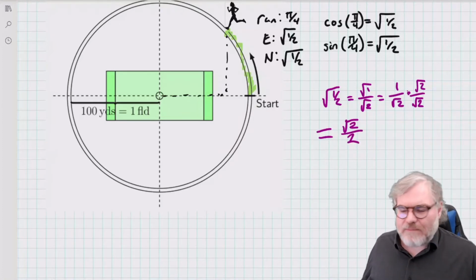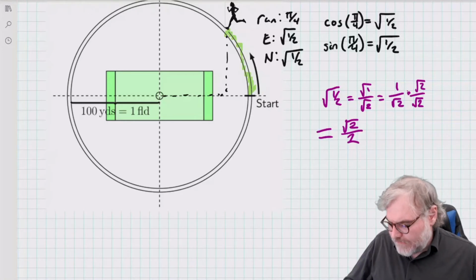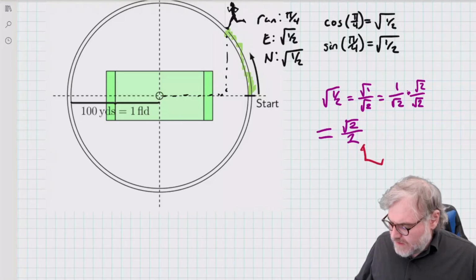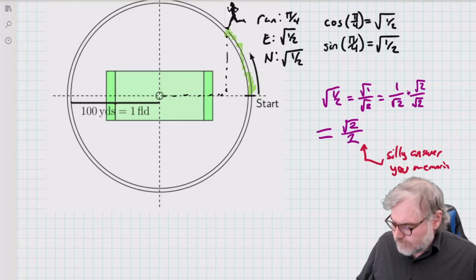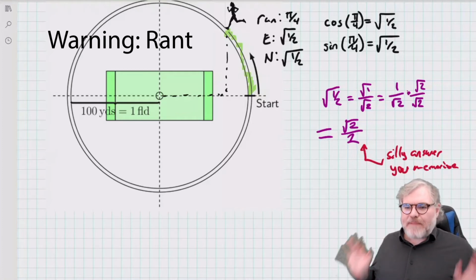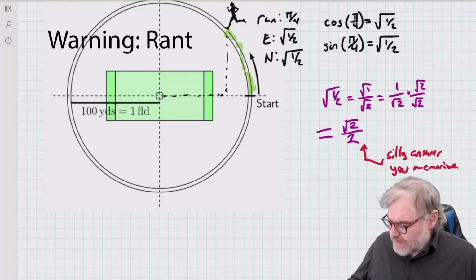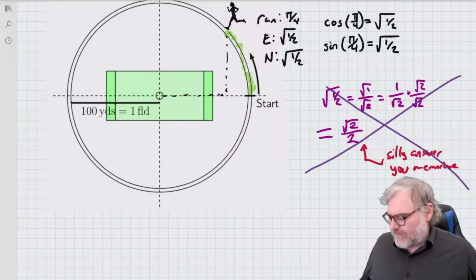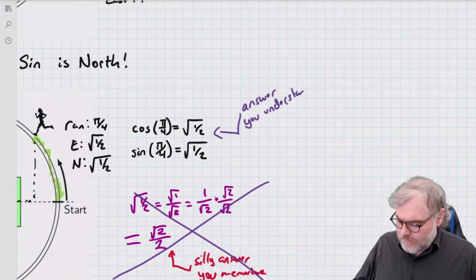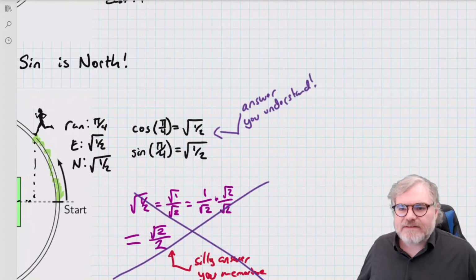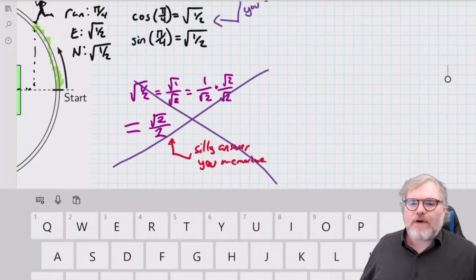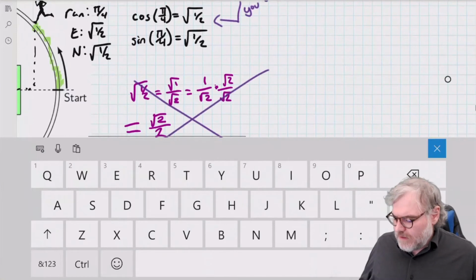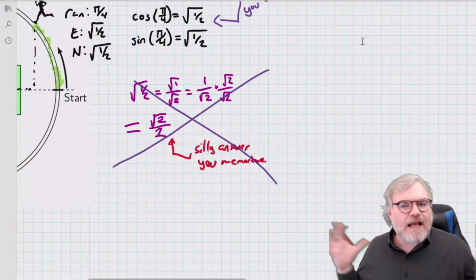And that's where that comes from, and that is crap. Who cares? This is a silly answer you memorize, and I hate it. I don't like the fact that this is there. Okay? This is the better answer. This right here is an answer you understand. This right here is something you memorize. This tells you nothing. This does not suggest at all where it came from.